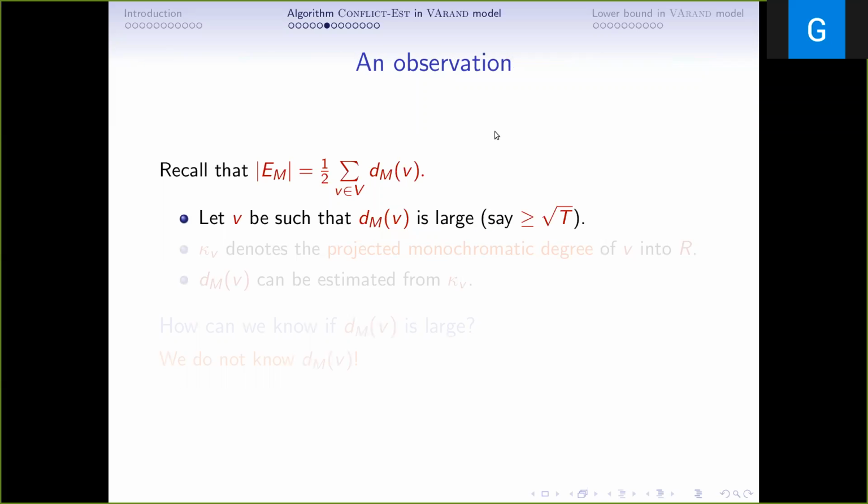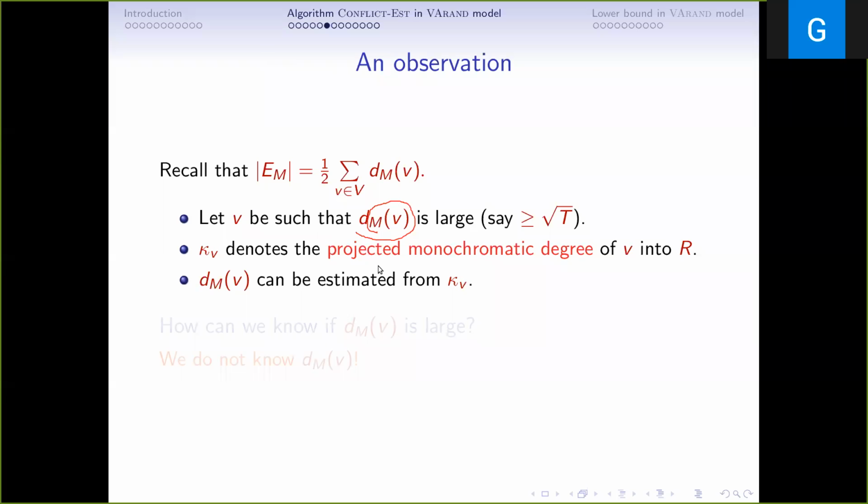Now let us have an observation before getting into the details of our analysis. Consider a large vertex. By a large vertex I mean a vertex having large monochromatic degree. Recall that kappa v is the projected monochromatic degree of v into R, that is the number of monochromatic neighbors of v inside R. By the fact that the monochromatic degree of v is large, we can say that the monochromatic degree of v can be estimated from the projected monochromatic degree.